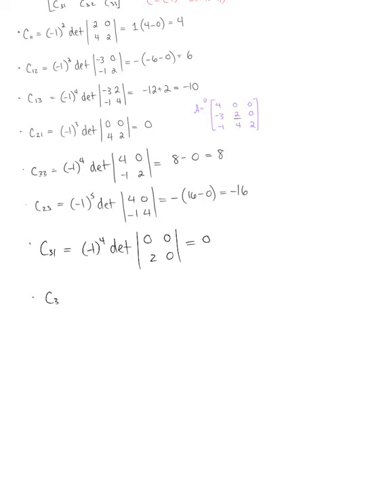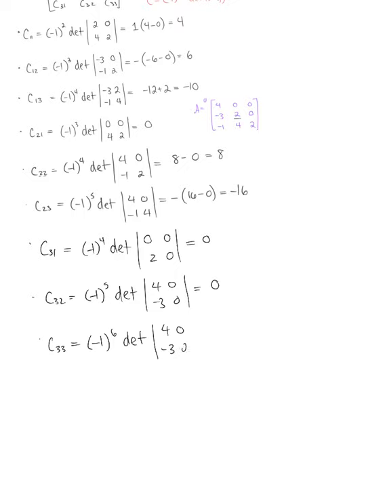We have the cofactor in the third row, second column, which is -1 to the fifth multiplied by the determinant of the submatrix 4, 0, -3, 0, which is also 0. Woohoo! And last but not least, we have the cofactor in the third row, third column, which is -1 to the sixth multiplied by the determinant of the submatrix 4, 0, -3, 2, and this is 8.